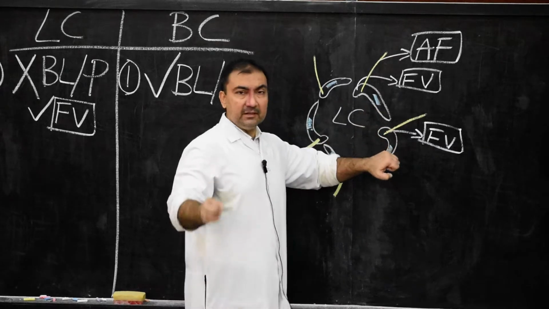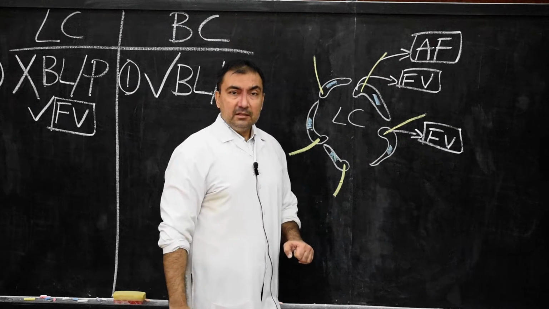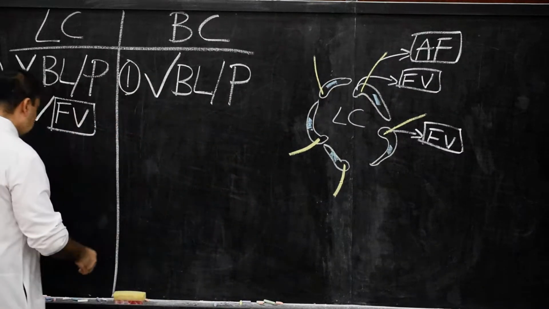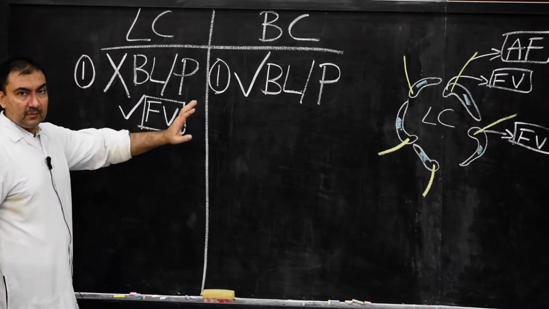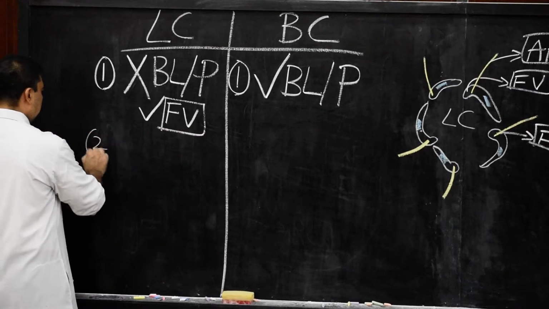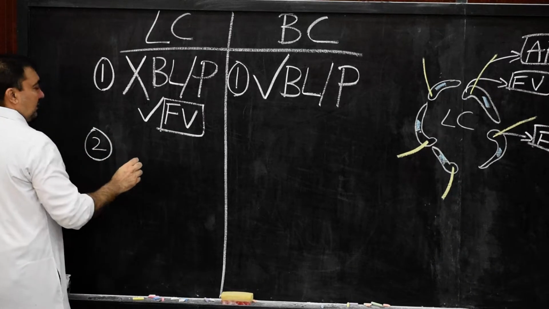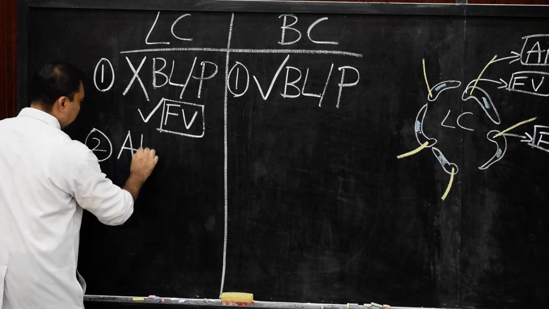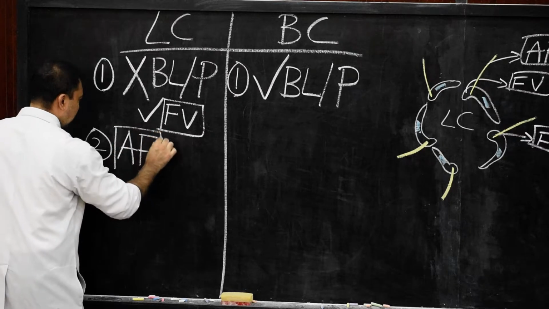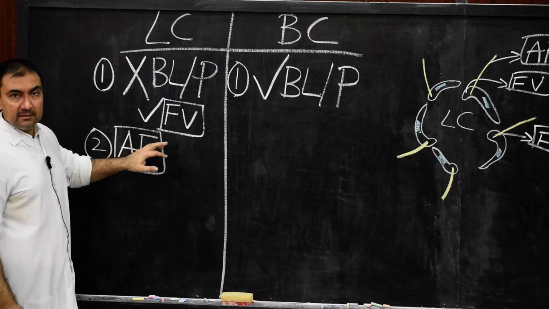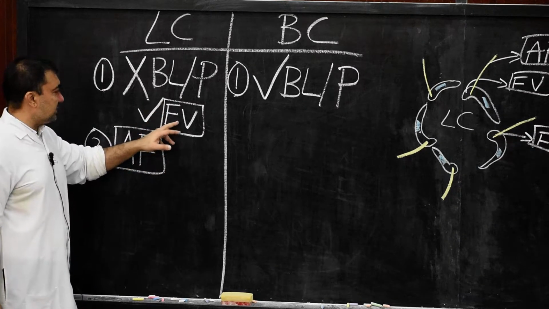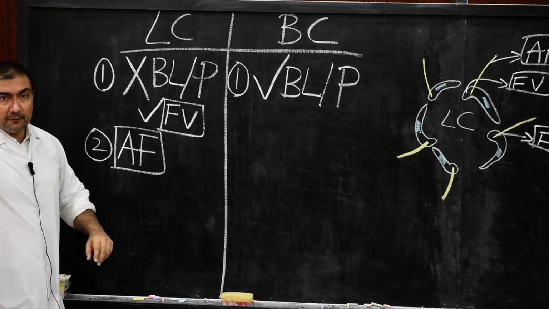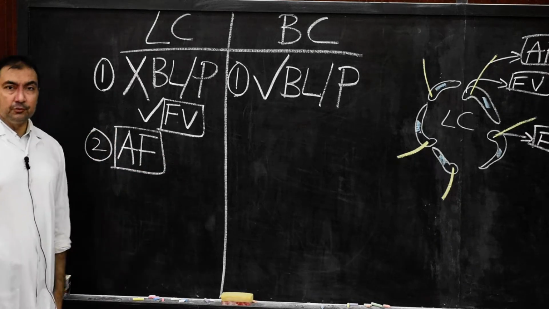Such type of arrangement is not present in the blood capillaries. So therefore, please come on this side once again. When we come on this side, the second difference will be the presence of anchoring fibers which are connecting the endothelial cells, the cells which are lining the lymph capillaries, or the flap valves, with that of the surrounding tissue.